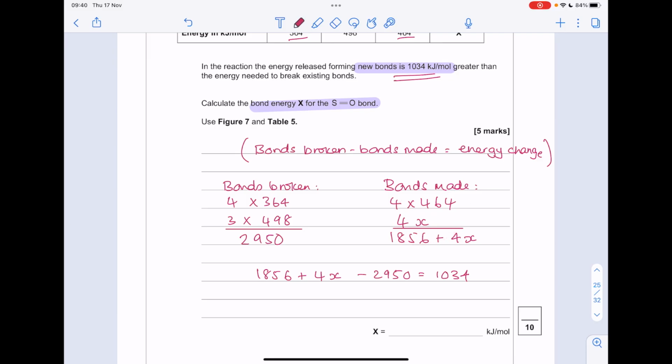So do 1856 minus 2950. And then how do you get 4x by itself? Well, you add 1094 to both sides, and then finally divide by 4.